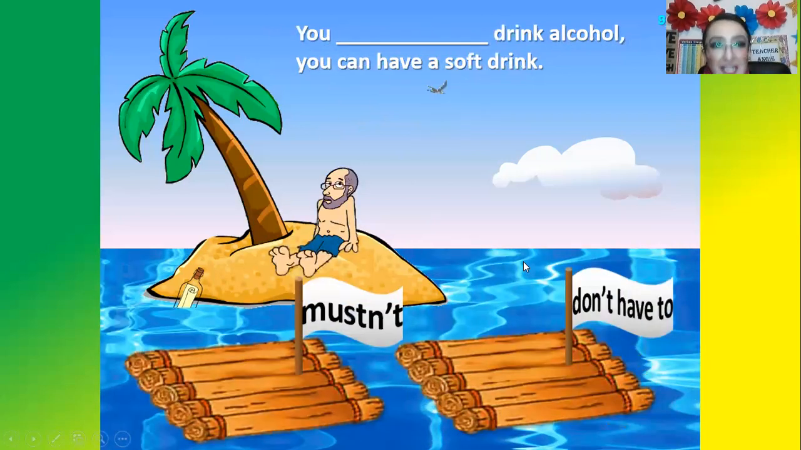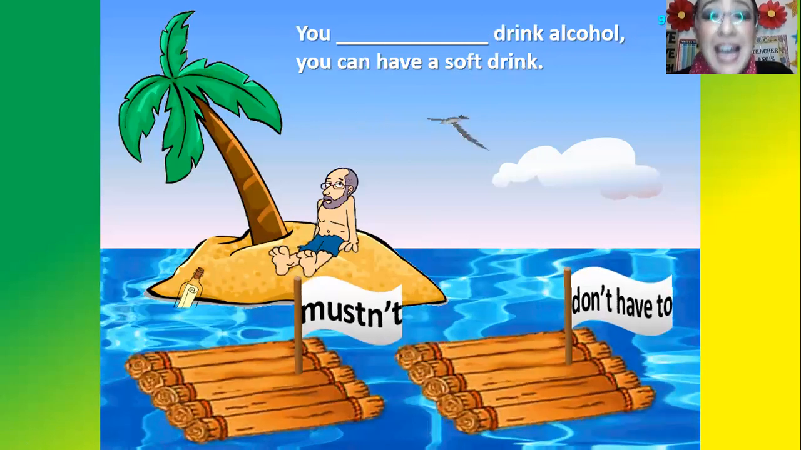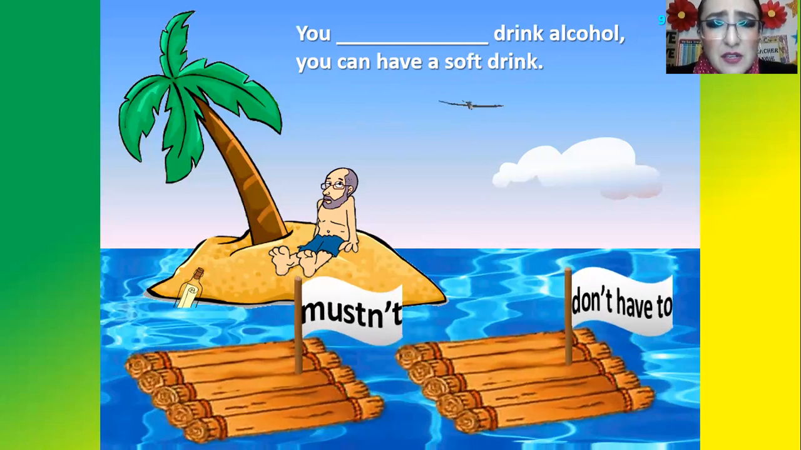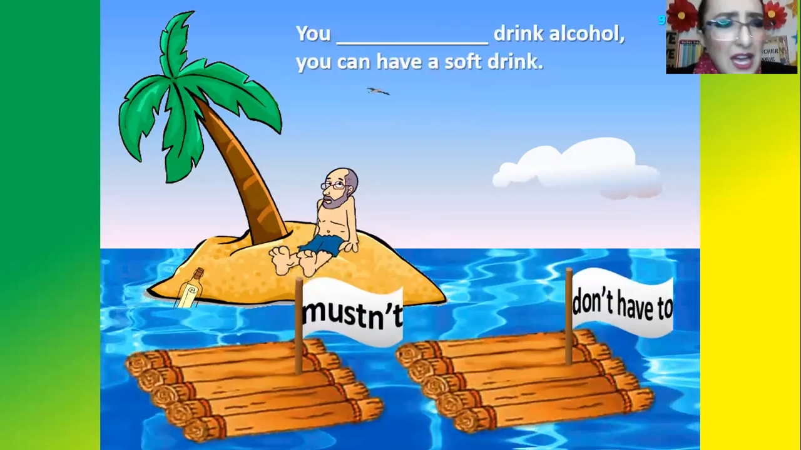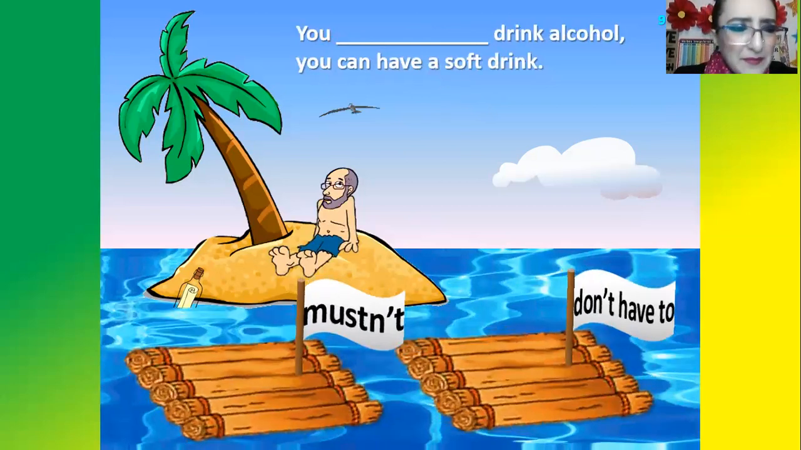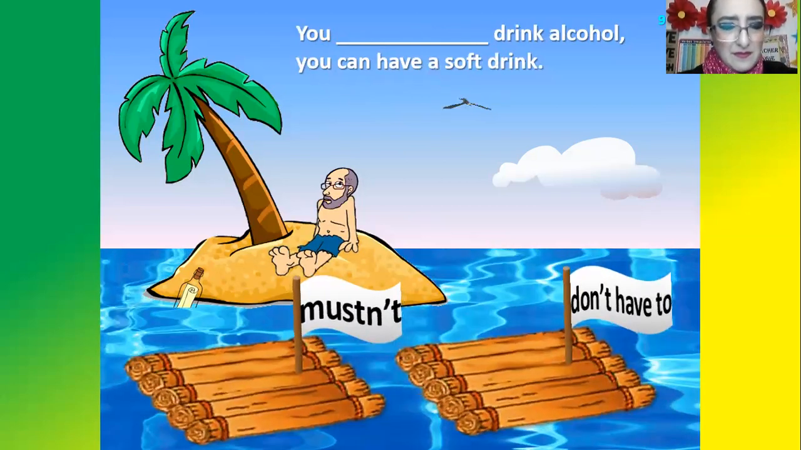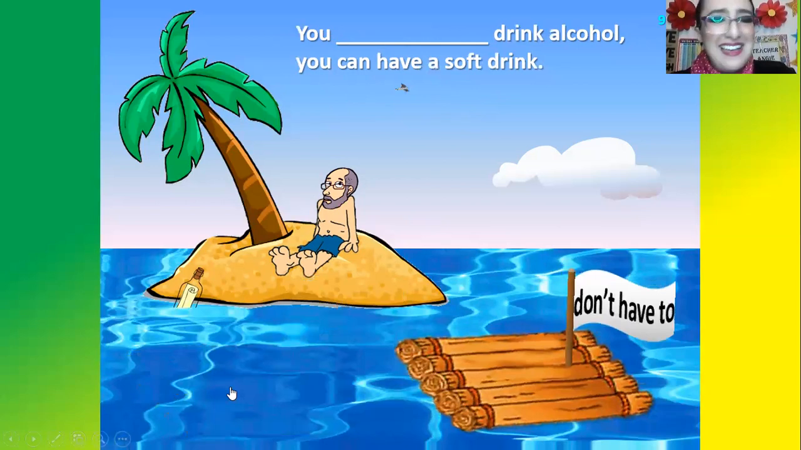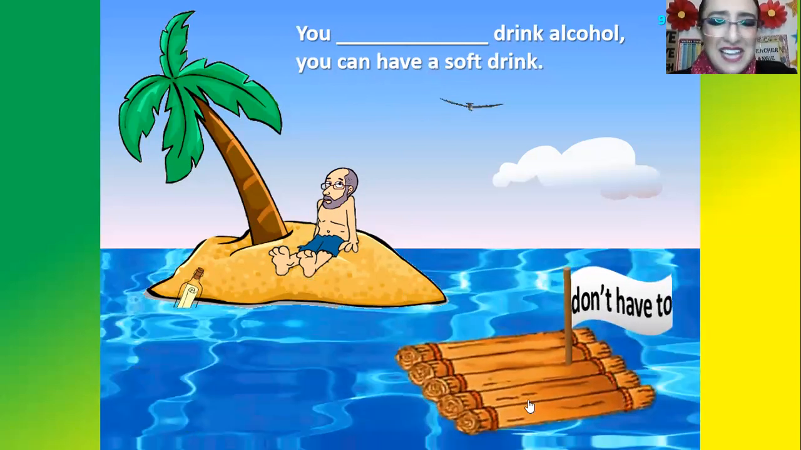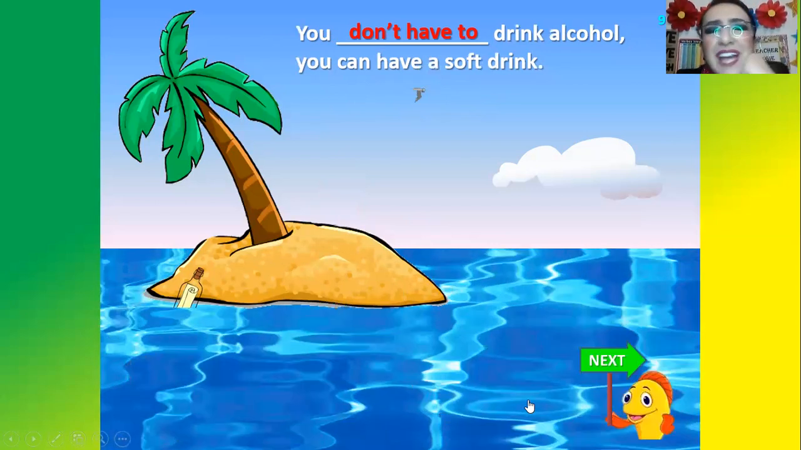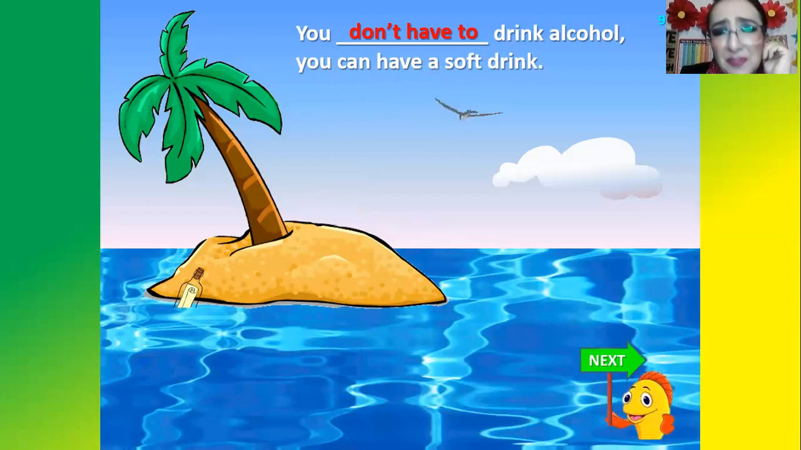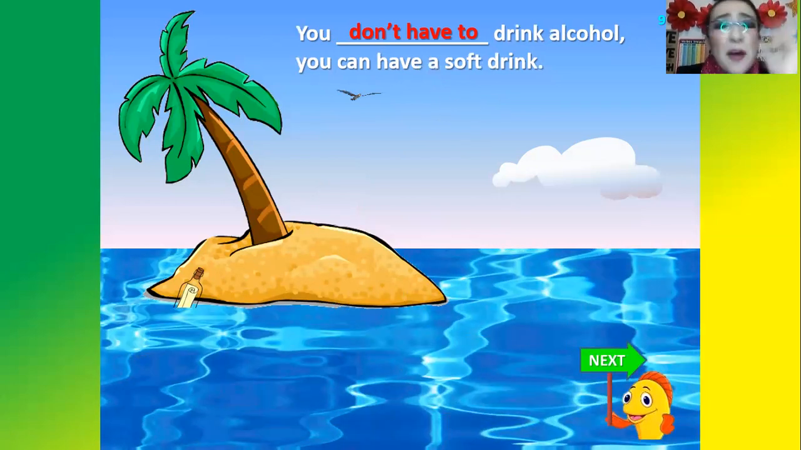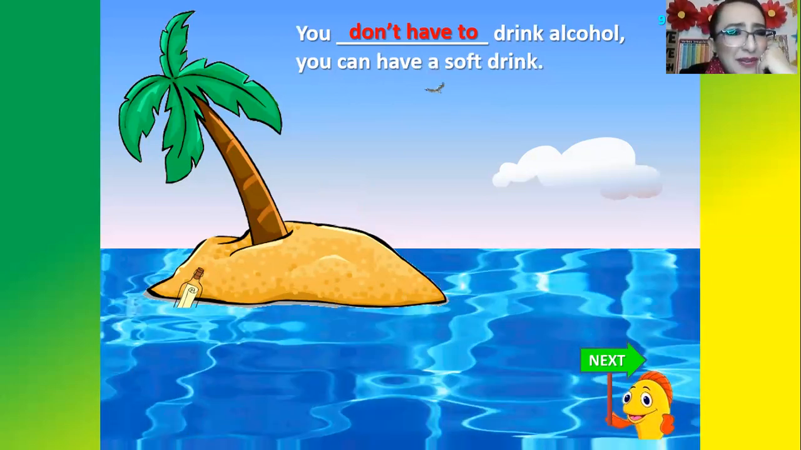You drink alcohol. You can have a soft drink. Beber alcohol, puedes tener una soda. Una bebida suave. You must say. Para que vieras cómo se hundía la balsa. Oh, you don't have to drink alcohol. You can have a soft drink. No, no tienes que beber alcohol si no quieres. Puedes tomarte una soda, una bebida más suave.